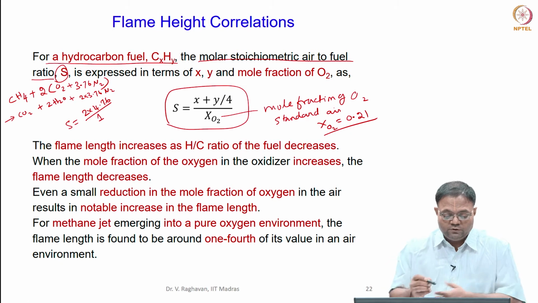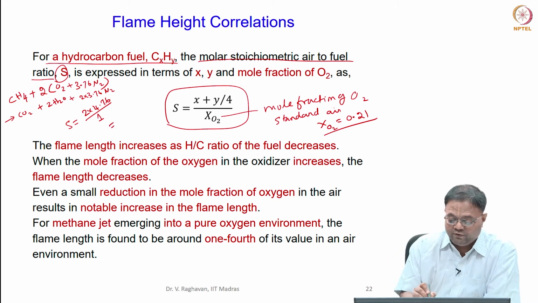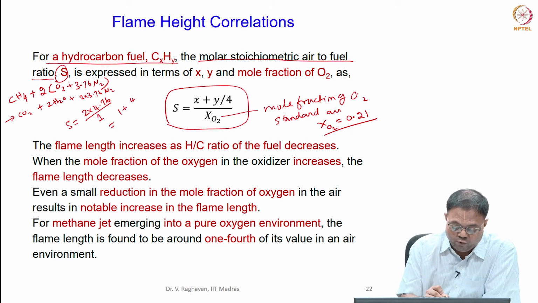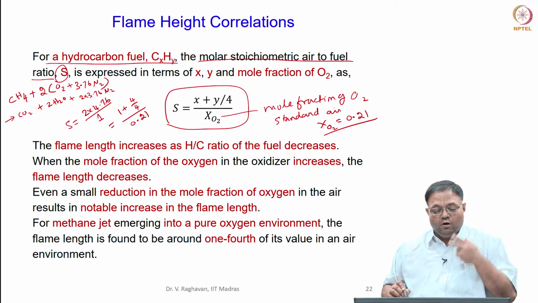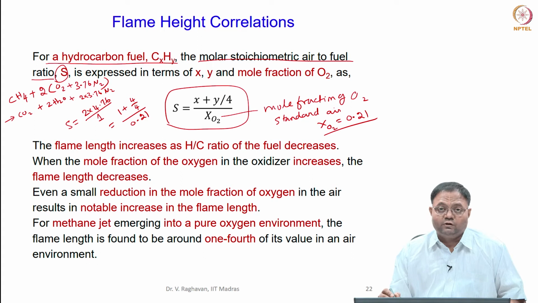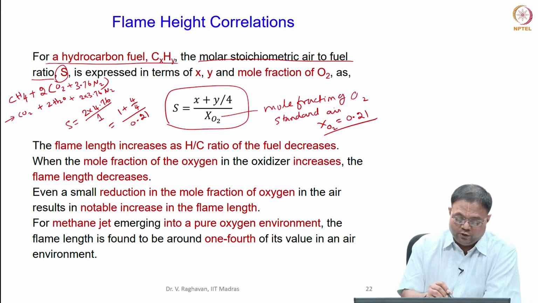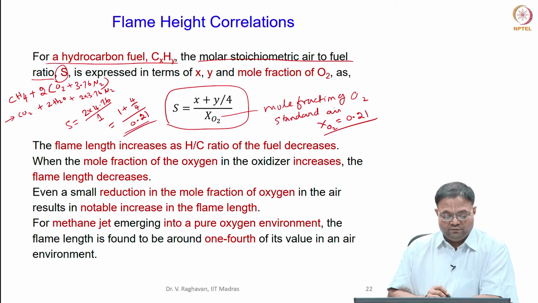So, you can do this, or you can do the way we have given here, 1 plus 4 by 4, divided by 0.21. That is for standard air, where the mole fraction of oxygen is 0.21, with 79% nitrogen and 21% oxygen by volume. So, the mole fraction is this. You can use this to get the value of S.